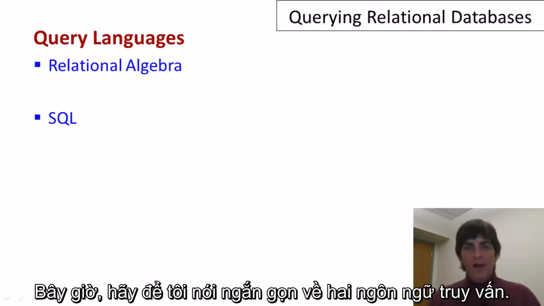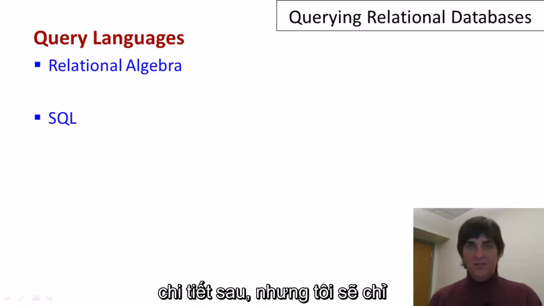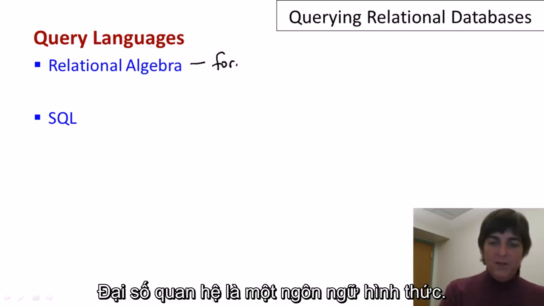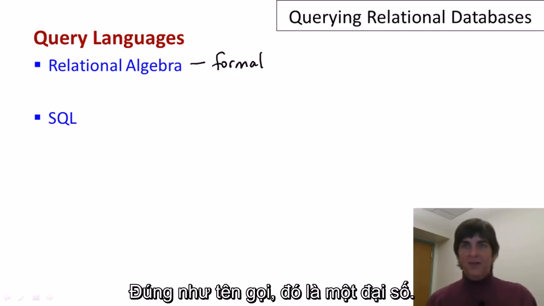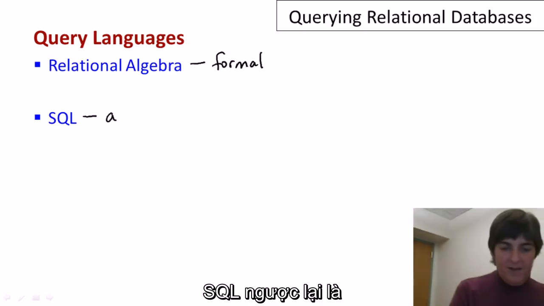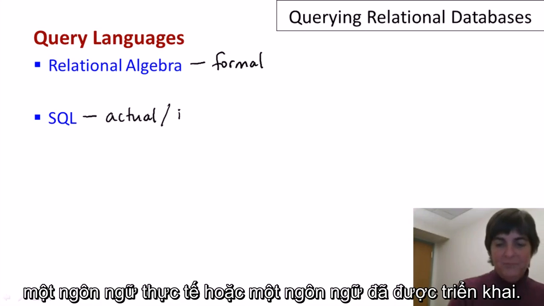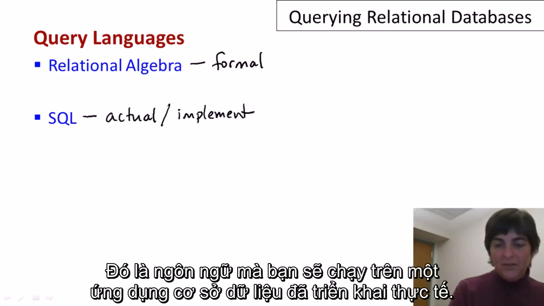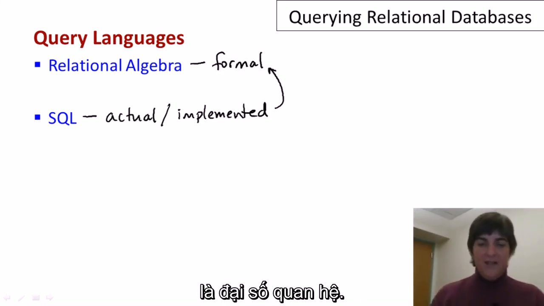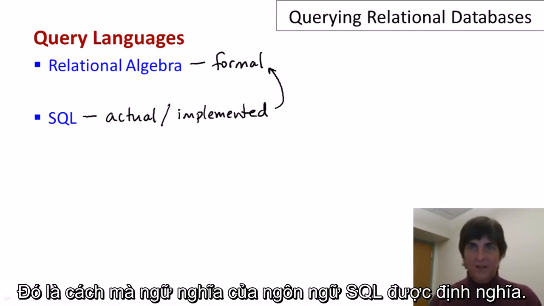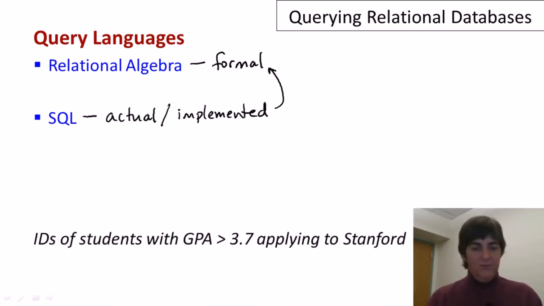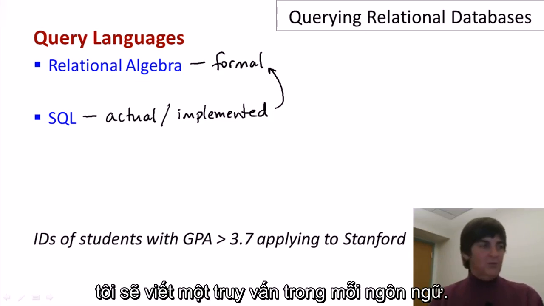Now let me talk briefly about two query languages. We'll be learning these languages in detail later, but I'm just going to give the basic flavor of the languages here. Relational algebra is a formal language. Well, it's an algebra, as you can tell by its name. So it's very theoretically well-grounded. SQL, by contrast, is what I'll call an actual language or an implemented language. That's the one you're going to run on an actual deployed database application. But the SQL language does have as its foundation relational algebra. That's how the semantics of the SQL language are defined. Now, let me just give you a flavor of these two languages, and I'm going to write one query in each of the two languages.